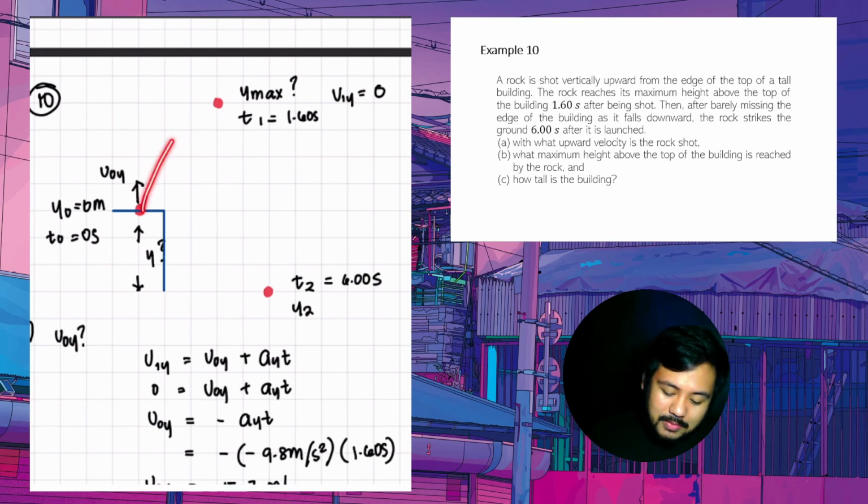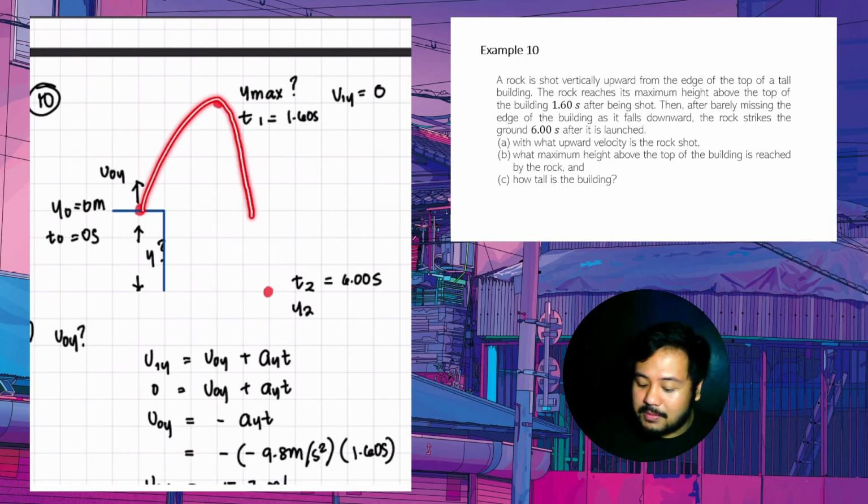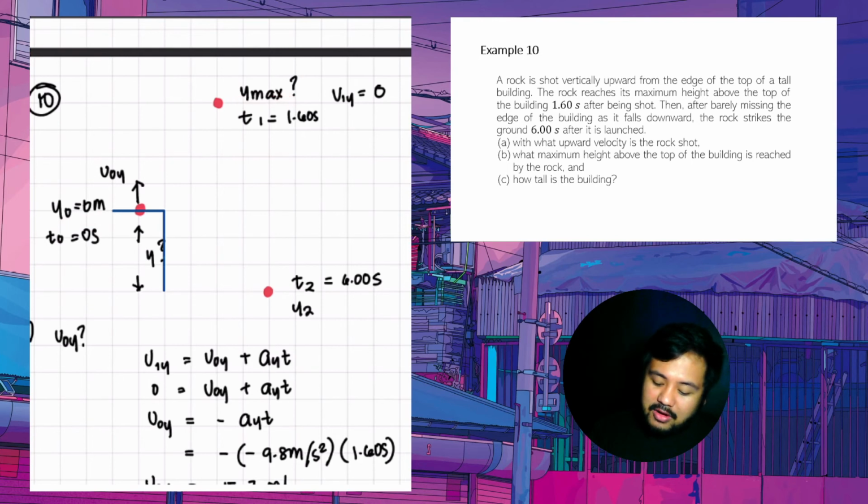So it will reach maximum height. And then it will pass by the ledge or the edge of the building and goes to the ground. So I have 3 points: point 0, point y max, and then point y2. For y max, it is measured from the top of the building. That is our y max.